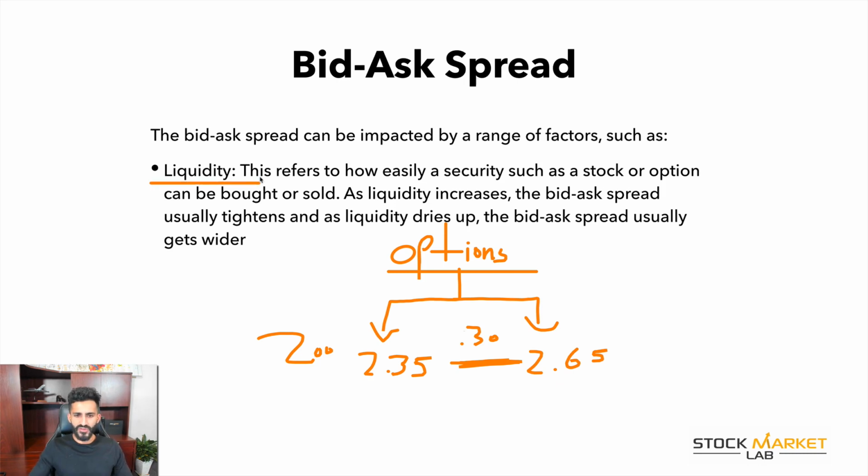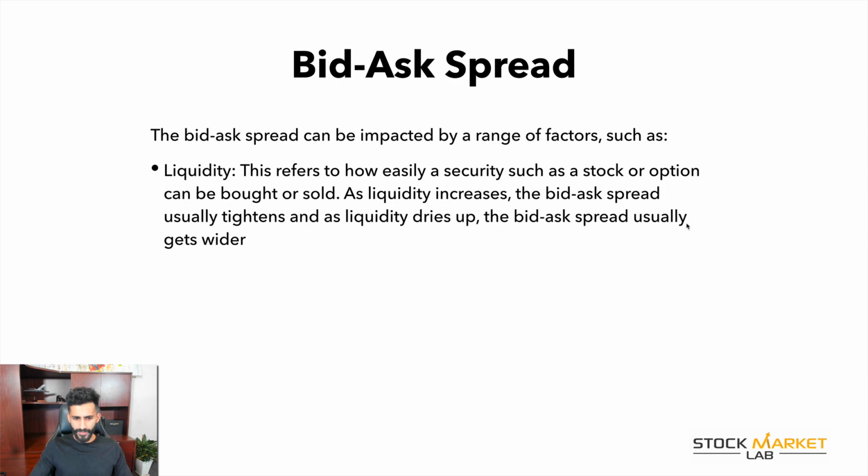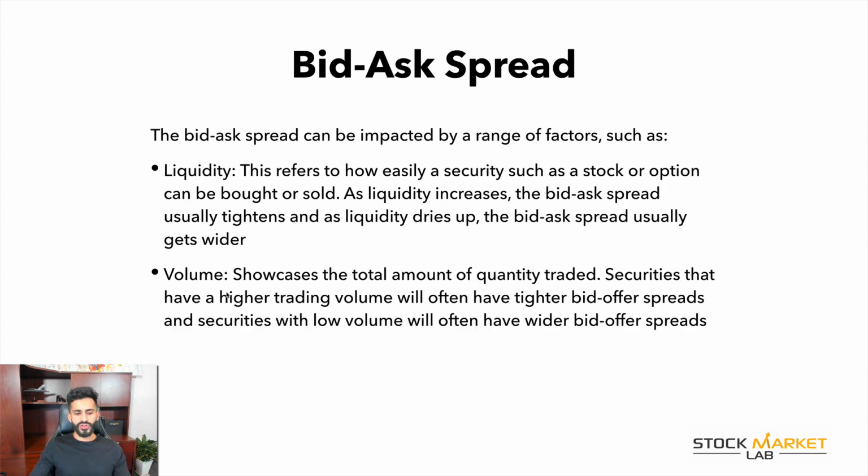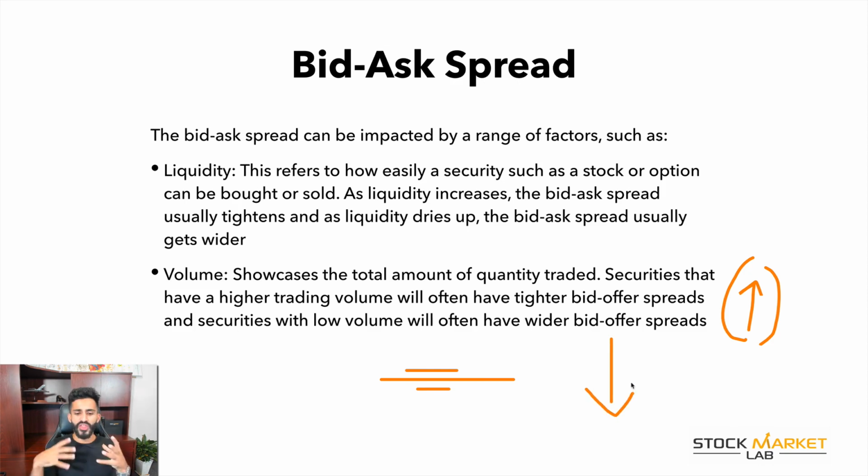The first thing that affects the bid and ask spread is liquidity. Next, we have volume. Volume showcases the total quantity traded. Securities with higher trading volume will often have a tighter bid-offer spread, and securities with low volume will often have wider bid-offer spreads. So if there's a lot of volume, there's a possibility that the spread will be tighter. If volume is low or decreasing, in a stock or an option or whatever security you're trading, there's most likely going to be a wider spread. These are things you have to understand.